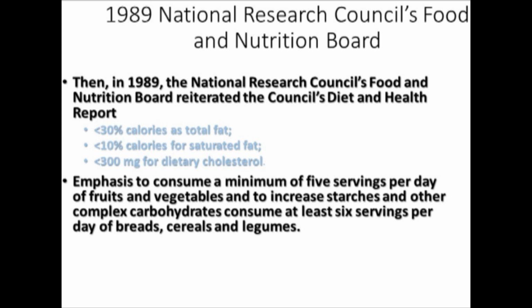Subsequent to the Surgeon General's report, the 1989 National Research Council's Food and Nutrition Board issued clarifications by quantifying the limits on total fat, saturated fat, and cholesterol. We can see here that they stay firm with the idea that there's a better population improvement in cardiovascular risk when total fat is less than 30% of calories.